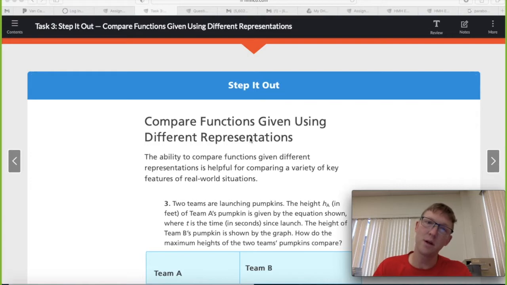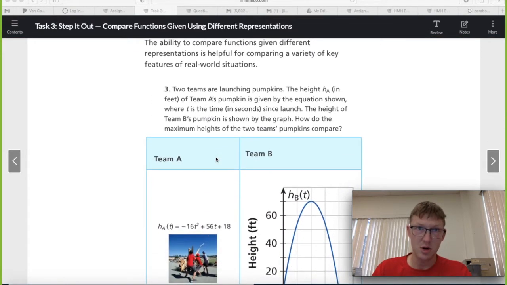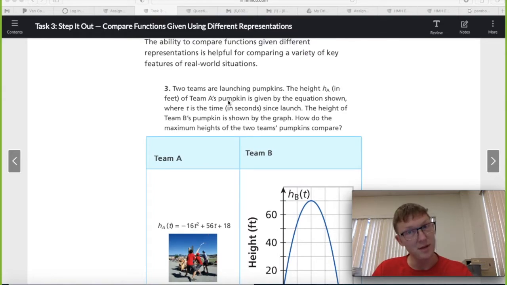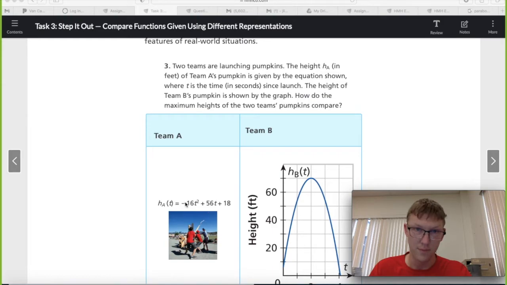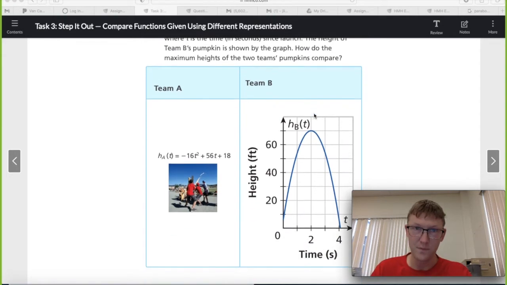Compare functions given using different representations. So 2 teams are launching pumpkins. Great. The height, h of a, in feet, of team A's pumpkin is given by the equation shown right there, where t is time in seconds since launch. The height of team B's pumpkin is shown by the graph right there. How do the maximum heights of the 2 teams' pumpkin compare?